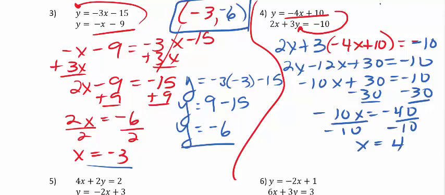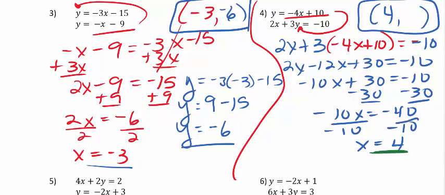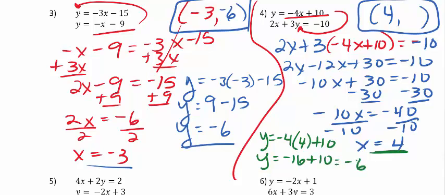So now we have the x coordinate of the point where these two lines are going to cross, but we have to go back and find the y. So we substitute 4 in place of x, and we can do that in the first equation. We have y equals -4 times, plug in 4, plus 10, and we get -4 times 4 is -16, plus 10 is going to be -6. So (4, -6) is our solution to this system.